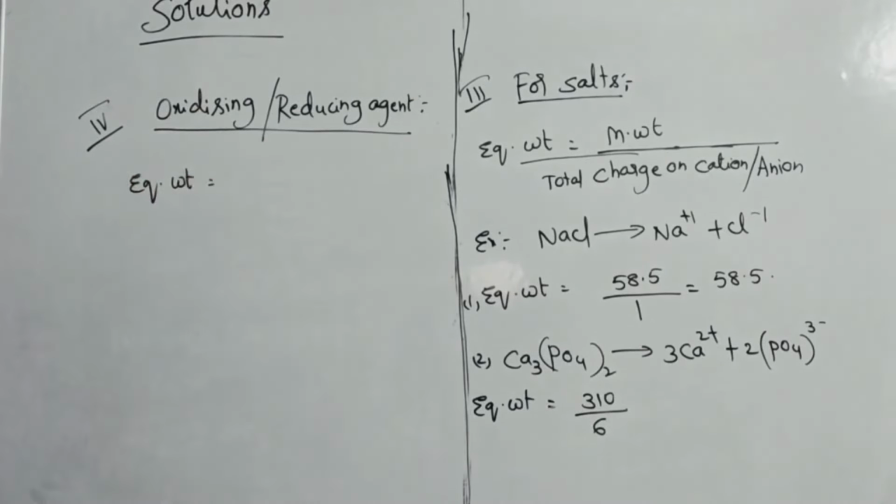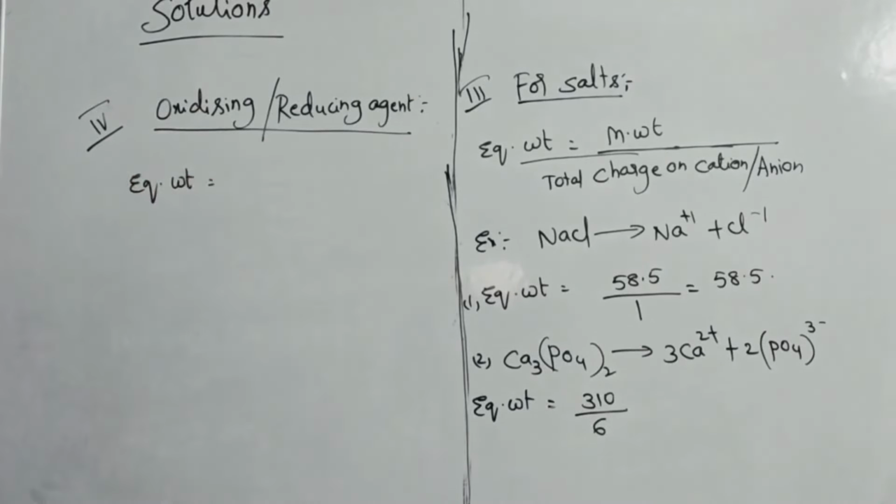Find the amount of FeSO4.7H2O to be weighed to prepare a solution of 100 ml of 0.1 M concentration. If they ask for the amount, you have to find the weight. That is the question.